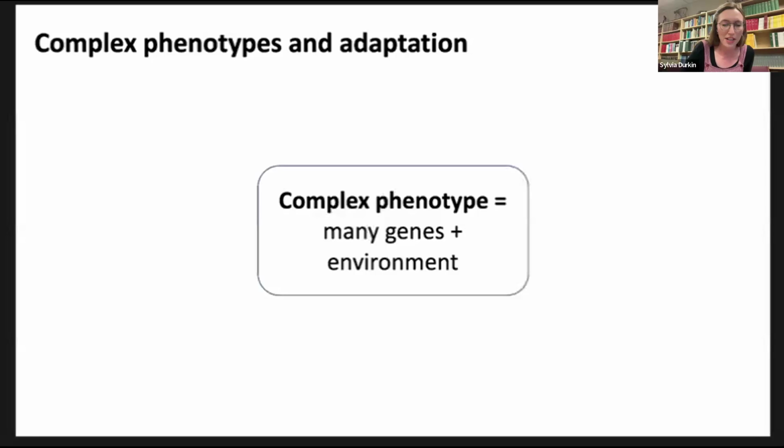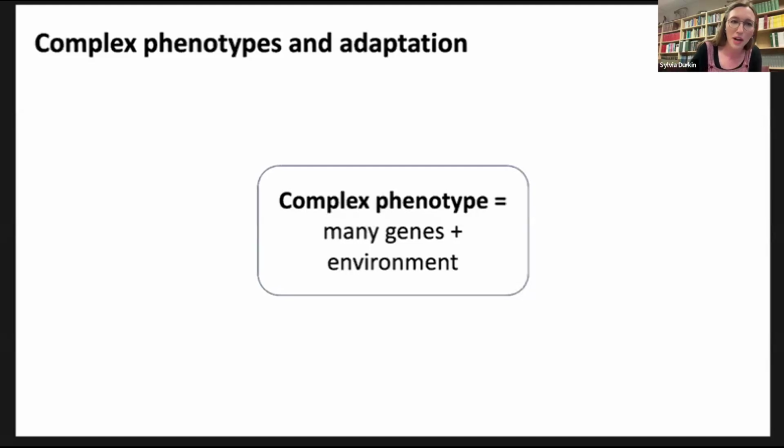And the main definition of a complex phenotype is that they're controlled by many loci across the genome in addition to potentially strong environmental influences. And distinguishing between these two influences is important because whether a phenotype is genetically or environmentally determined will greatly impact how the trait arises in a population and how it evolves over time.